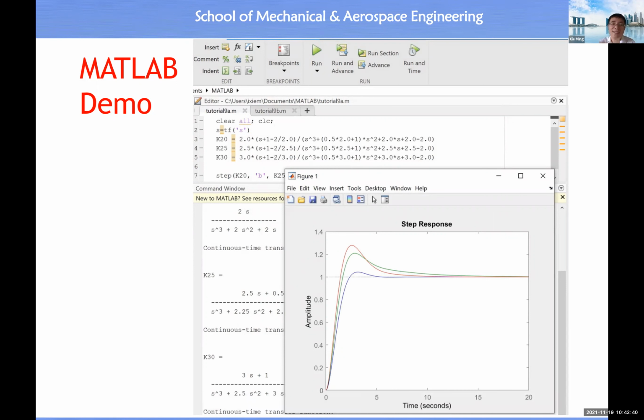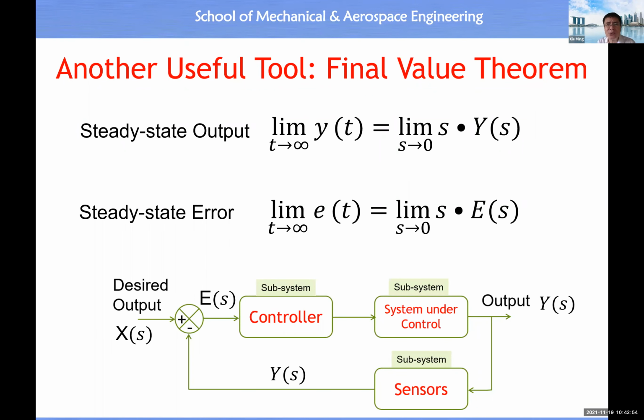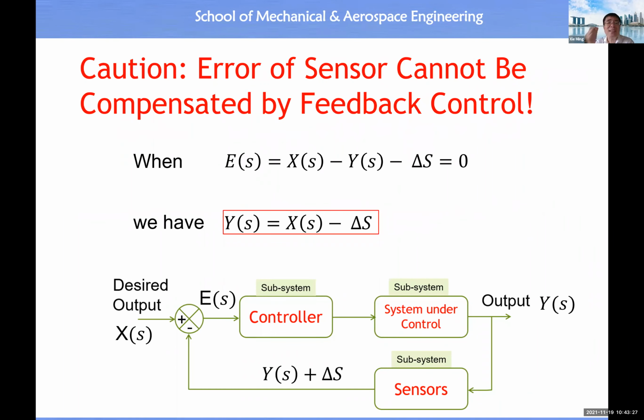All right, this shows you how to make use of design methods 2, 3, and 4 to design a control system. Then another useful tool for you to know is the final value theorem. In one of the examples, we have already used this result. Once you know the Laplace transform of the output and the Laplace transform of the error, you should be able to calculate the steady state output without doing inverse Laplace transform. For steady state output and steady state error, you use the final value theorem. This is another piece of knowledge for you to know.